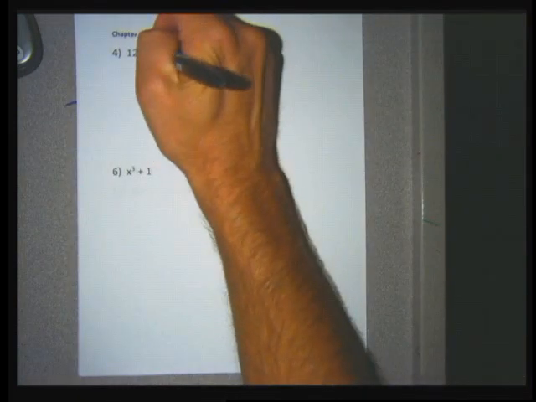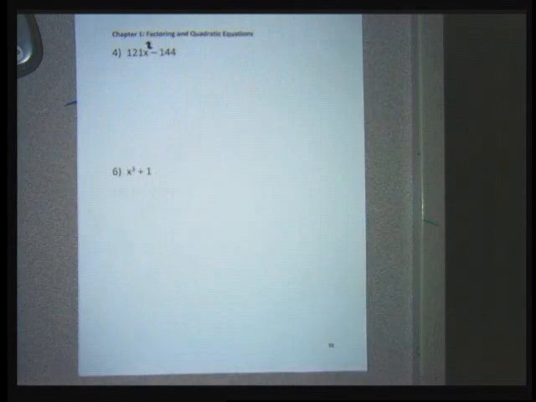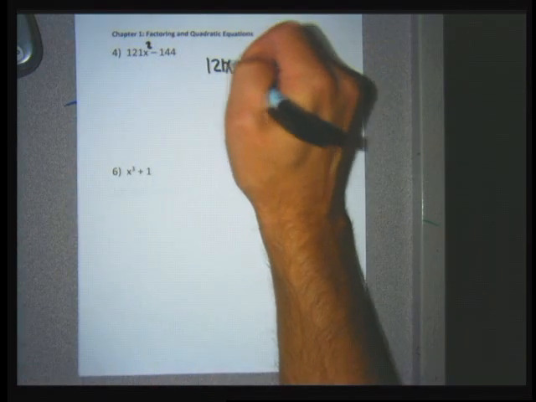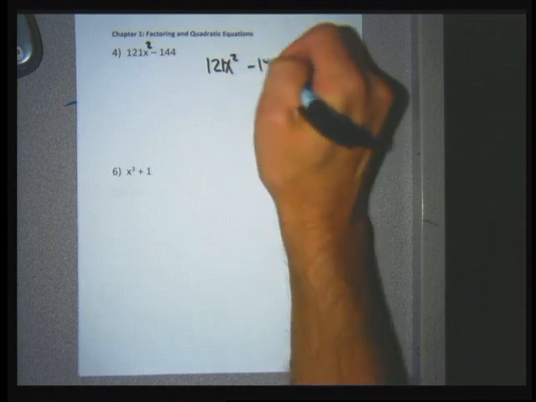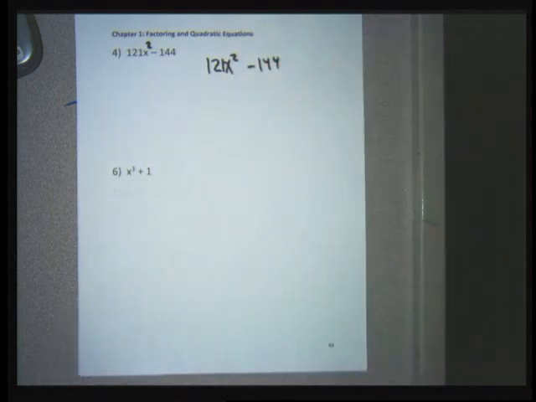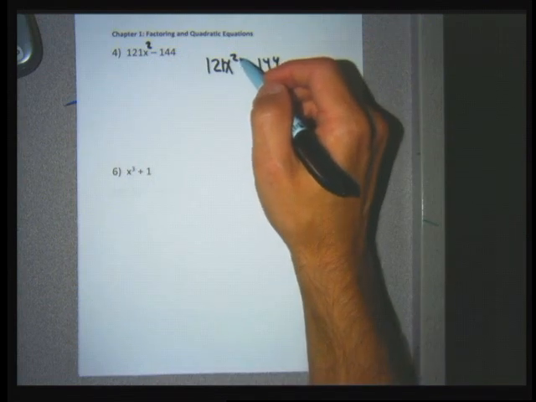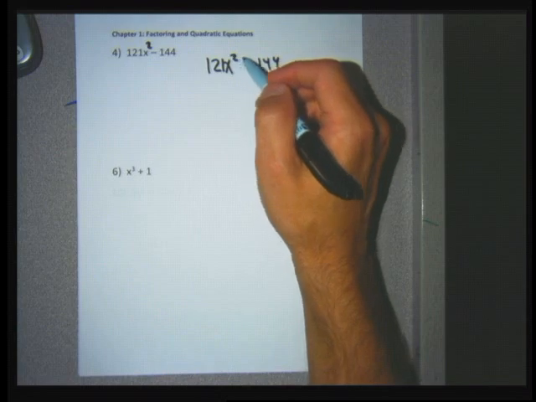4 should say 121x squared, and it will say it by the time you print it out. So let's just say 121x squared minus 144. It's definitely not a cube problem because the exponent 2 isn't a multiple of 3. It's not a 3, 6, 9, or 12. So I think it's a square problem.